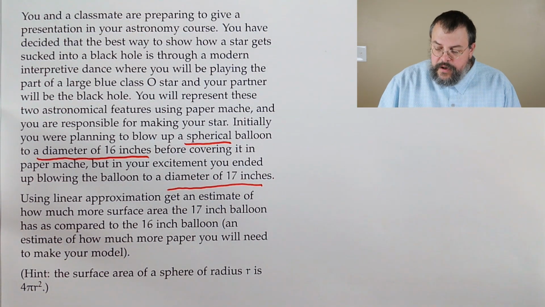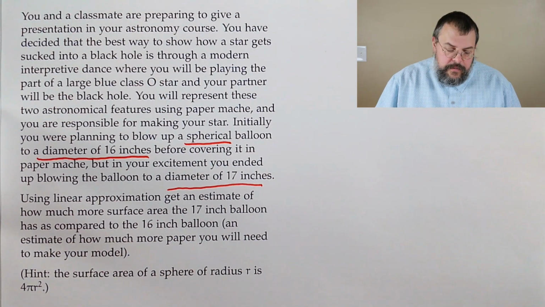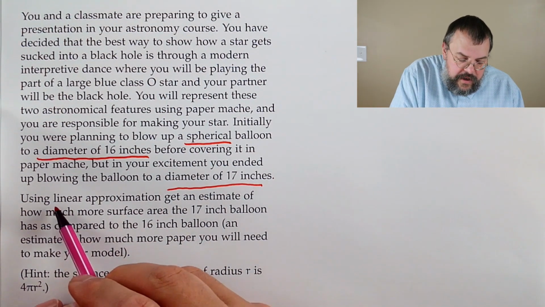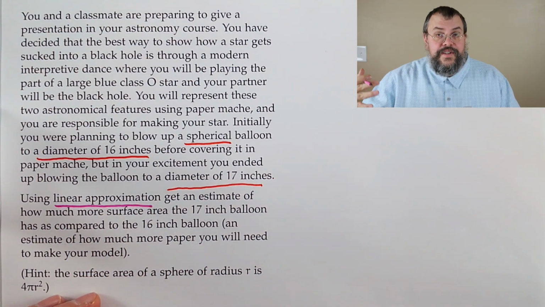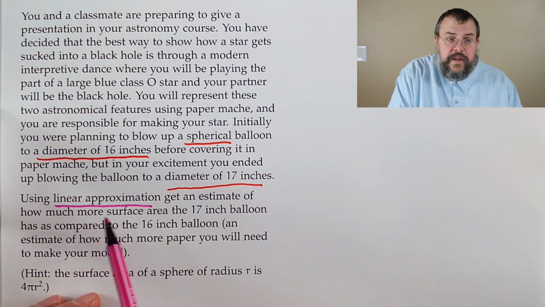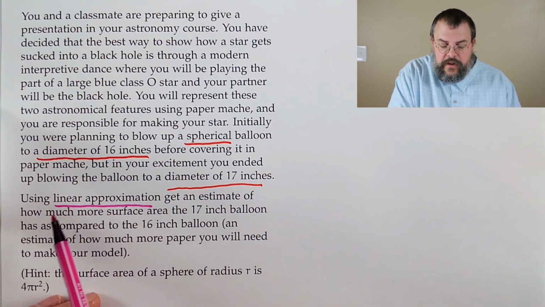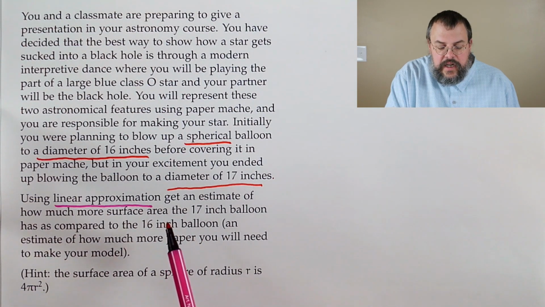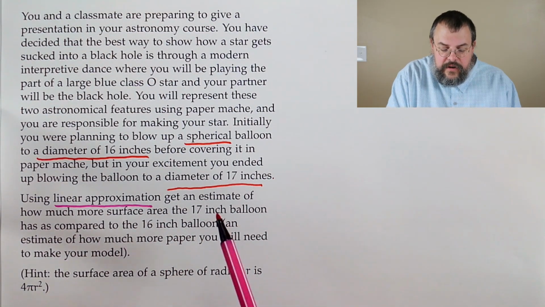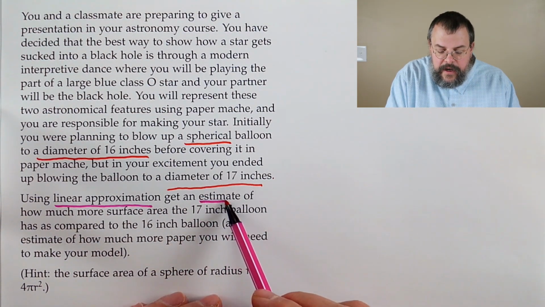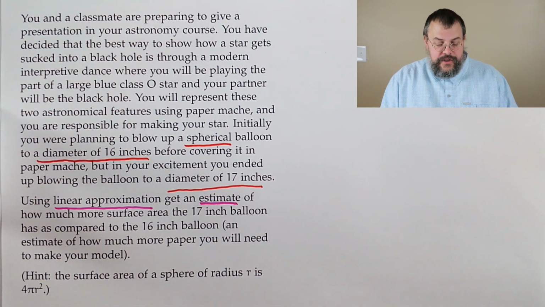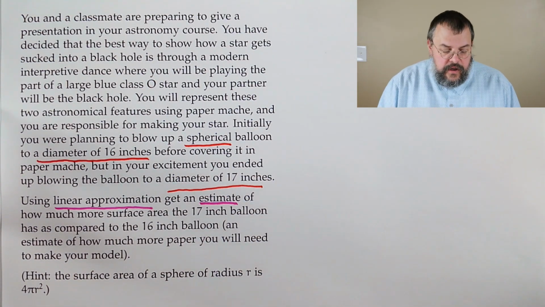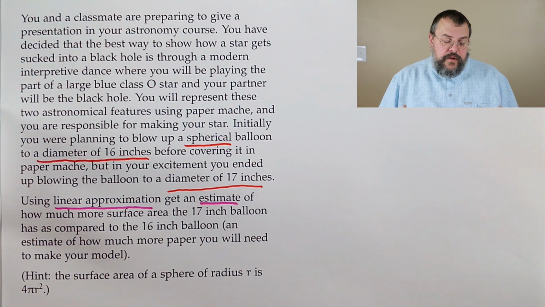So, what's our problem? Well, our problem is we want to use linear approximation. Now, linear approximation is really saying use the linearization. So you see the word linear and approximation. If you put them together, it looks like linearization. Get an estimate. That's another good word. See, whenever you see words like estimate or approximate, you're like, okay, that means I'm using my tangent line as a stand-in for my function. Of how much more surface area the 17-inch balloon has as compared to the 16-inch balloon.